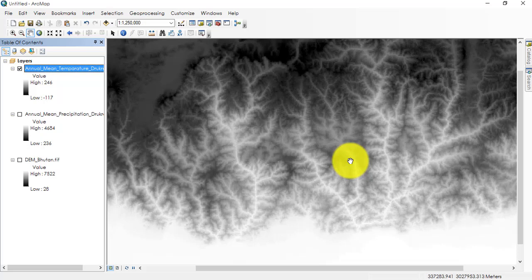So this is it for this session. It was just to introduce what a raster is and the different kinds of rasters that you may come across when doing GIS analysis. The three most common rasters that you will come across are DEM, annual mean precipitation, and annual mean temperature.